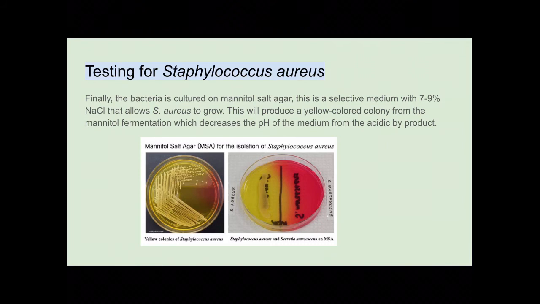So for our final test, we are cultivating using a salt agar. And so this is a selective medium with about 7 to 9% sodium chloride, which allows Staphylococcus aureus to grow. This will produce a yellow-colored colony from the actual fermentation, which decreases the pH of the medium from the acidic byproducts the fermentation has.